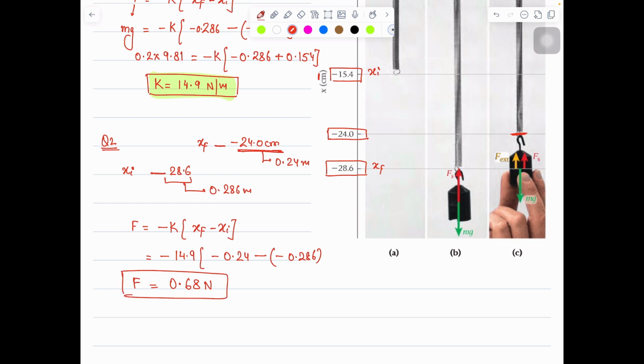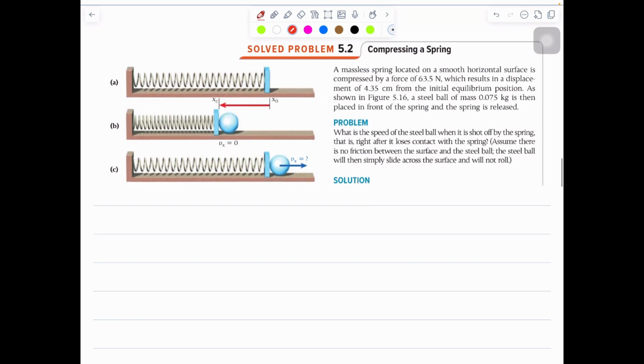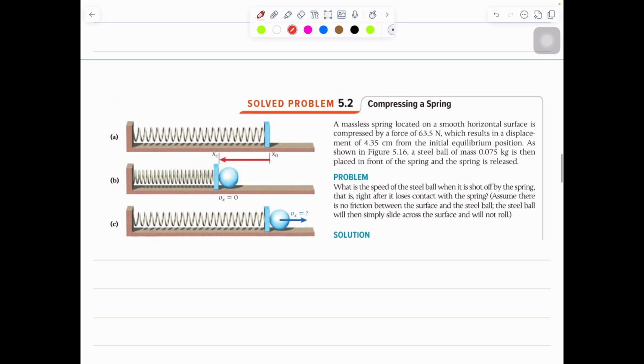Fine. Clear? Now we have the next question, that is a spring question, and this is one of my most favorite questions. What you need to understand, this is seriously very interesting. Whenever you see the word spring, force is equal to negative k xf minus xi, and the work done is equal to half kx square.